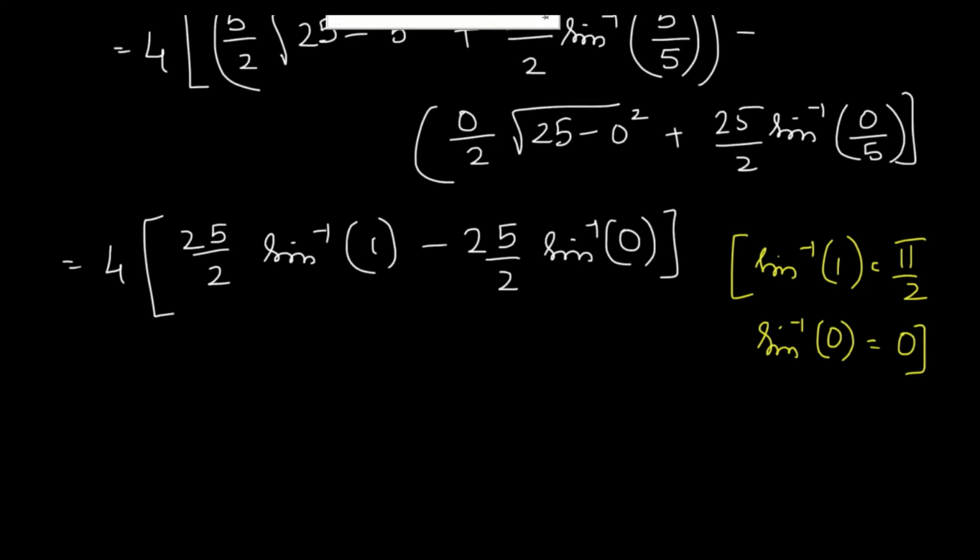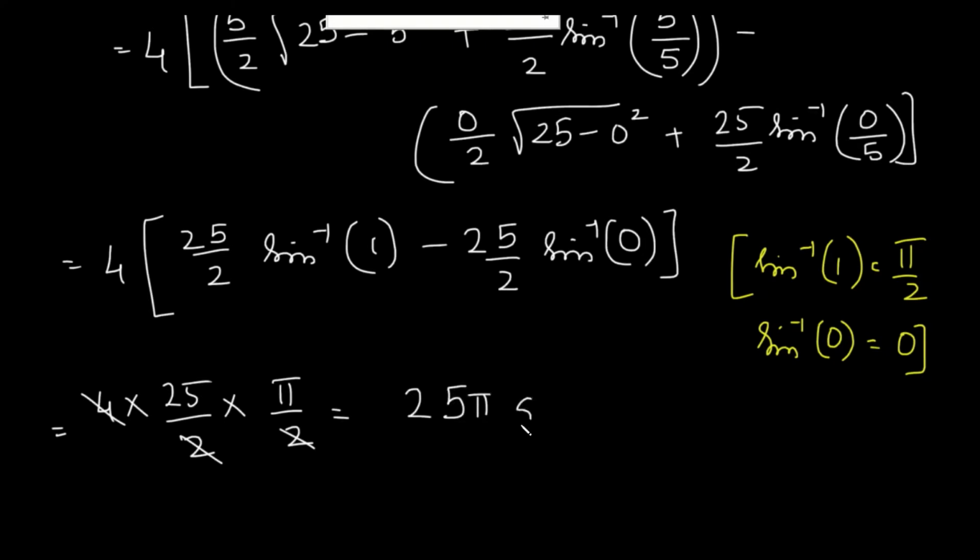Okay. So in this case now we come back to our sum. The second term here also becomes 0 and so we get 4 into 25 upon 2 into sine inverse 1. So sine inverse 1 is pi by 2. Now over here we can cancel off this 2 with this 4. Both the 2's will go along with the 4 and therefore we get the answer as 25 pi square units. So this becomes the area of the circle. The required area we get this way.